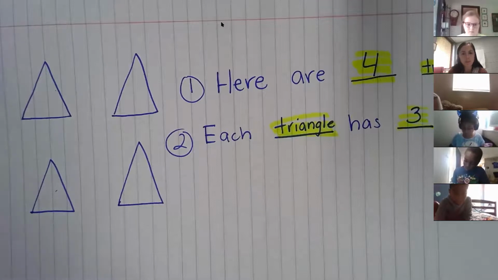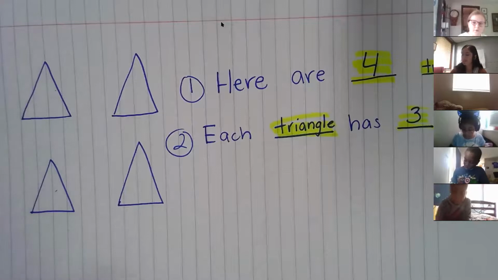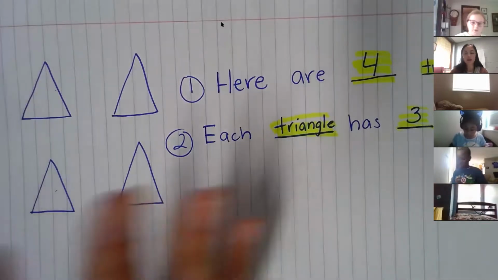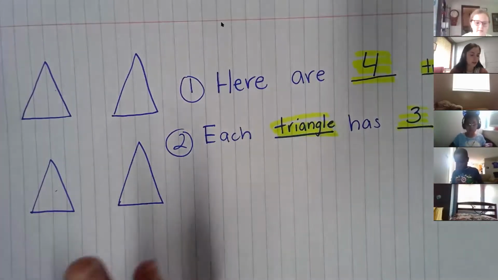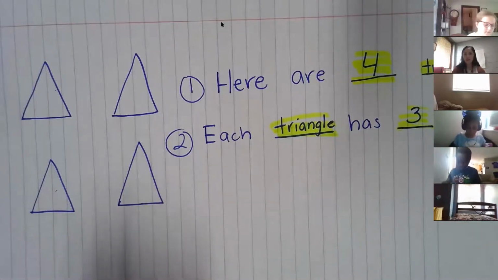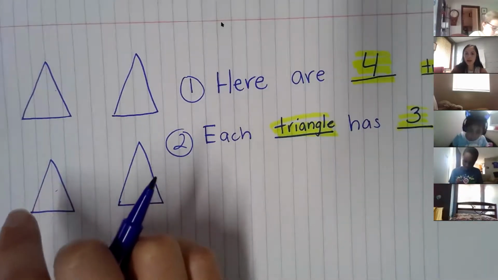Susan, what's up? Should we highlight 4 triangles? You don't have to. I'm just doing that to show you guys something. All right. Rosette, get a sheet of paper.